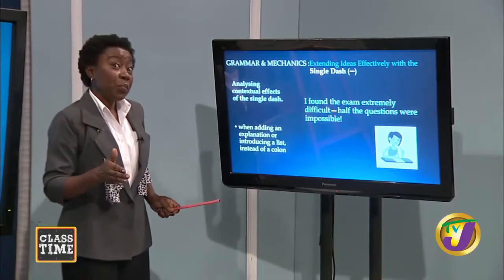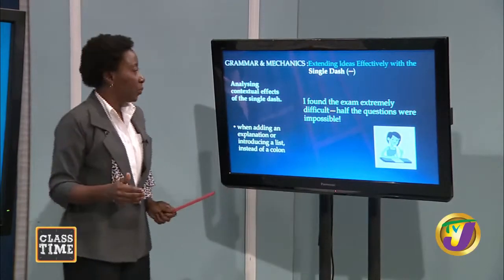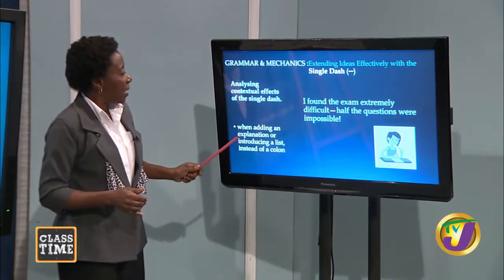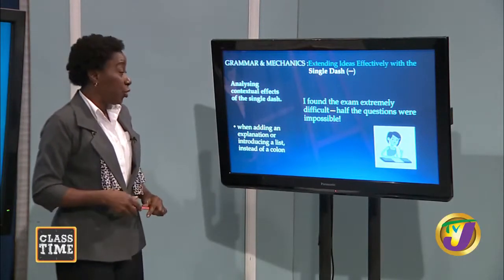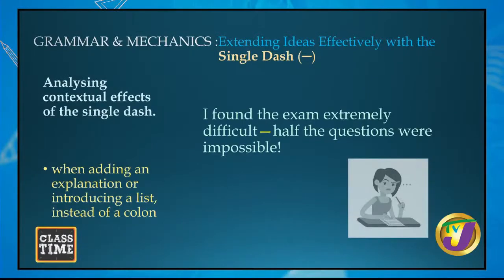The other use of the single dash is when adding an explanation or introducing a list instead of a colon. Remember that I said earlier, in the introduction of the lesson, that these punctuation marks are versatile. So you could use a colon in this context of the single dash if you didn't want to use a dash. So you have options when you are using punctuation marks. Many times you have options.